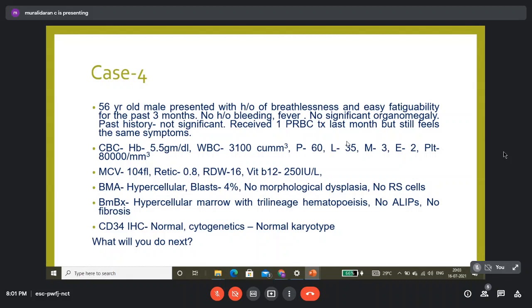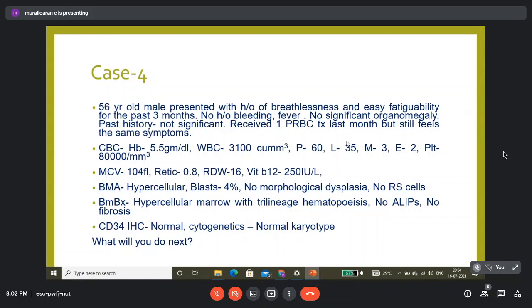CBC showed a Hb of 5.5 grams and WBC count of 3100, with around 60% polymorphs. So ANC will come around 1500, platelets around 80,000. You see the MCV is raised, 104, retic is 0.8%, vitamin B12 levels are normal. So considering an elderly male presenting with anemic symptoms, CBC showing pancytopenia and a retic of less than 1%, so it becomes a hypoproliferative and macrocytic type of anemia.